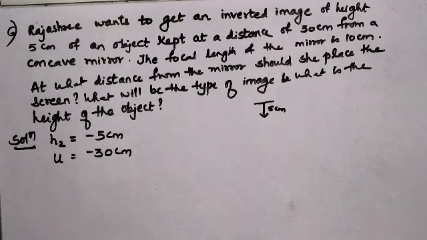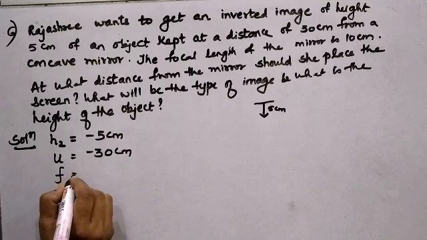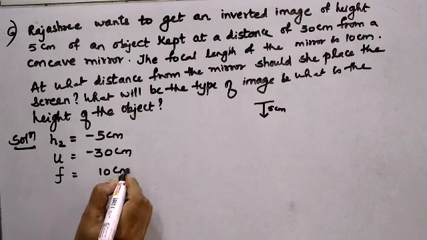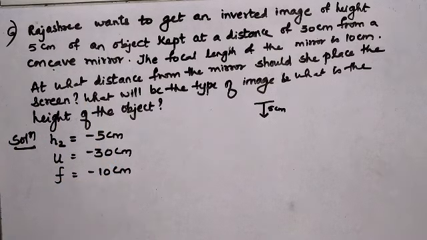As I have already told you, objects are always placed on the left hand side of the mirror. So u will be equal to minus 30. Focal length of the mirror is 10 centimeters. So f is equal to 10 centimeters. But it is a concave mirror, isn't it? In a concave mirror, the focal length is always negative.